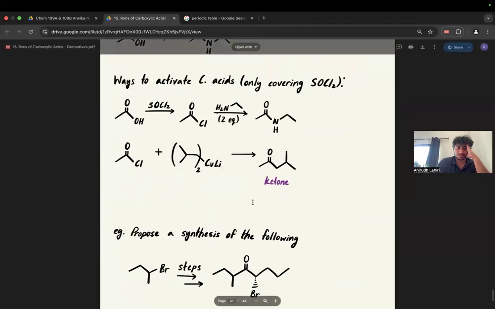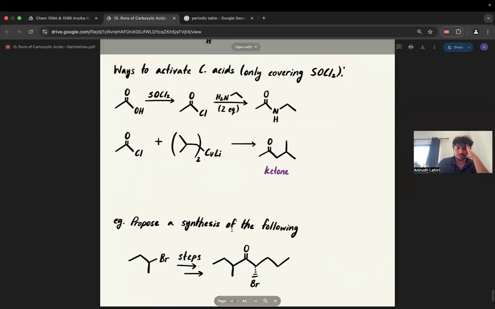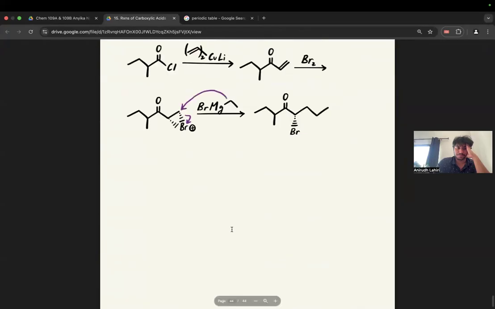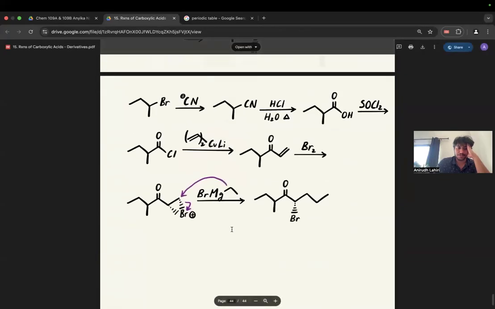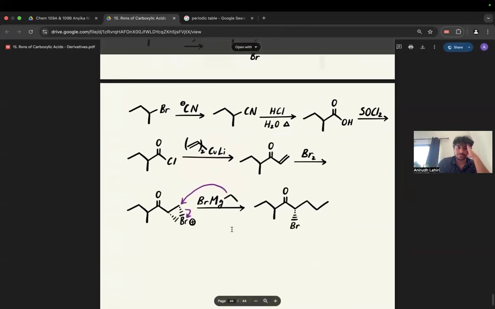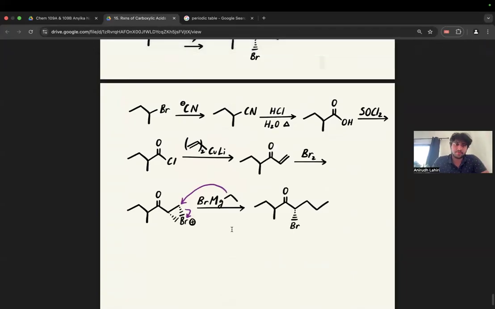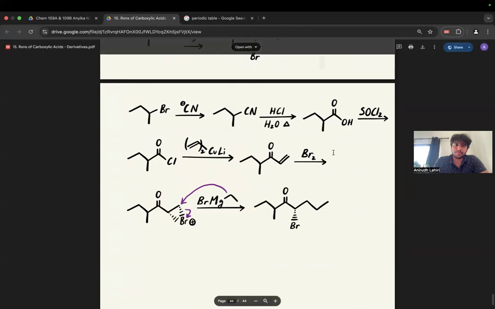Propose a synthesis. Attempt this problem. Pause the video. Okay. This is one of the ways to do a synthesis for this. Again, there are many ways to do a synthesis. Yeah, that about wraps it up for the reactions of carboxylic acids.